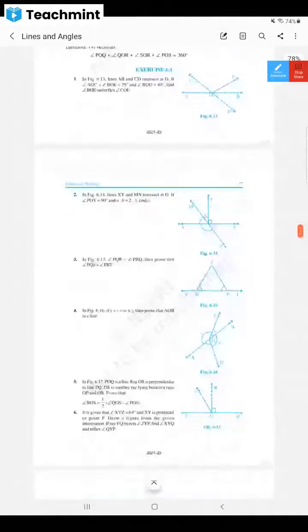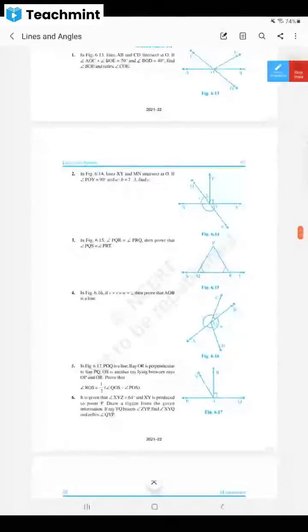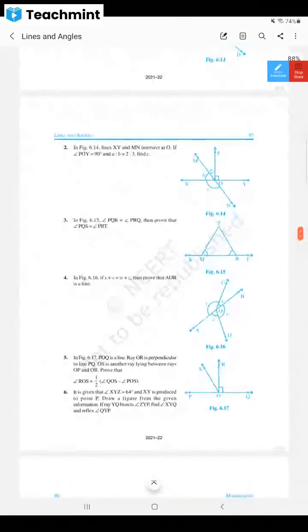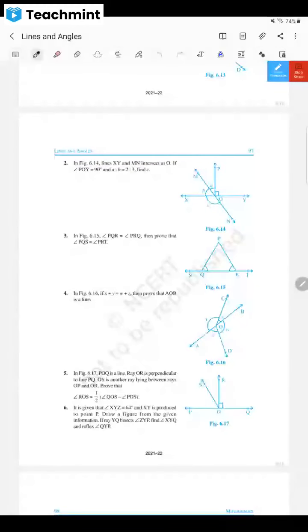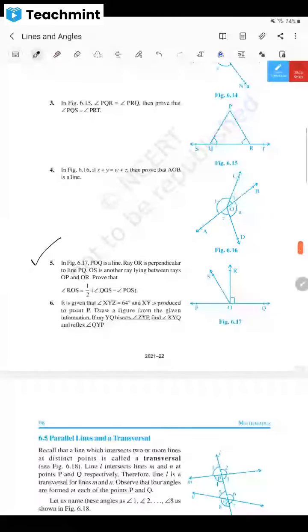Fifth one, sir. Yes, all other things you must have done already. Fifth one. Let us solve this fifth question. It's quite simple. I knew that everybody is going to ask this. Please read this question, all of you. The figure is also given.